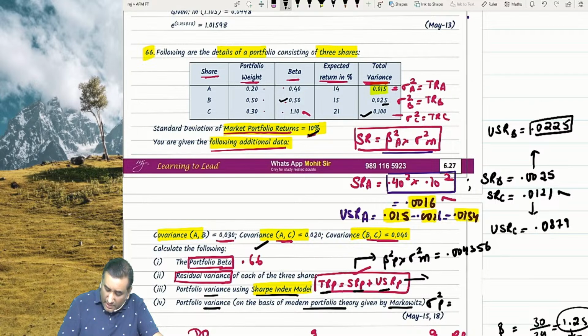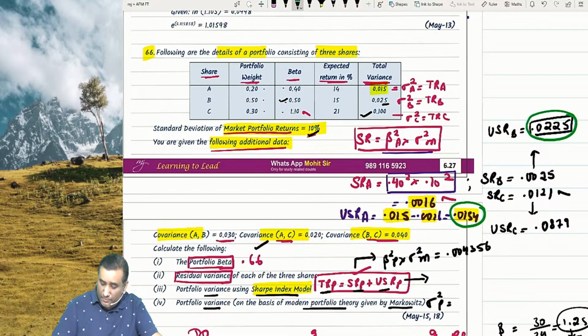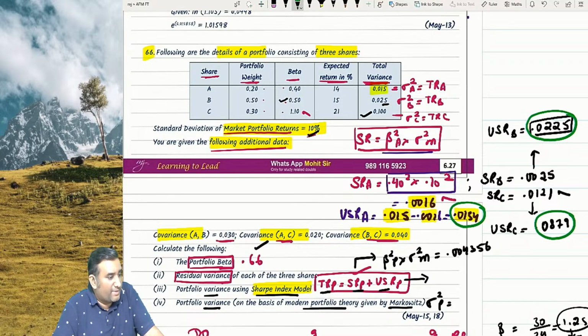So how would we calculate unsystematic risk? There is no correlation between them. There is nothing. I am using a green color now. This is unsystematic risk of what? A. This is unsystematic risk of what? B. And third, this is green. What I've encircled is unsystematic risk of what? C. Now, if I have to find a portfolio, I'll multiply by what?